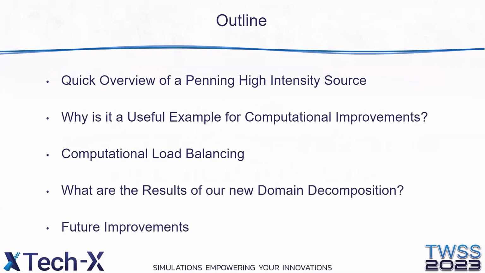A brief outline: I'm going to give a quick overview of a penning high-intensity ion source, and explain what an ion source is. I'll explain why it's a useful example for computational improvements. I'll then talk specifically about computational load balancing and what we mean when we say that. I'll discuss the results of our new domain decomposition, and then I'll touch briefly upon future improvements that will be coming down the pipeline.